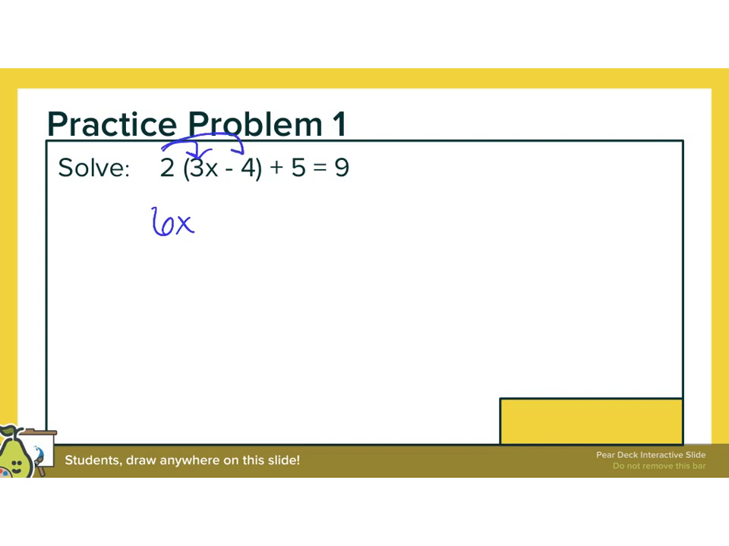Then I multiply 2 times the negative 4. Positive times negative is negative. 2 times 4 is 8. Don't forget to bring down your plus 5, and then you have an equals 9. So your first line should have looked like this. If not, go back and change it now, and then see if you can finish it on your own.